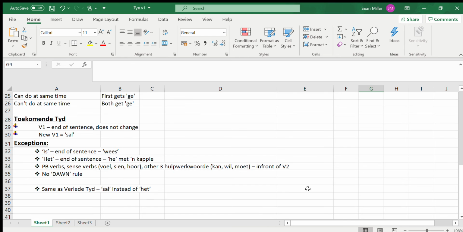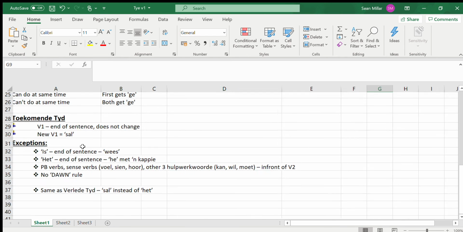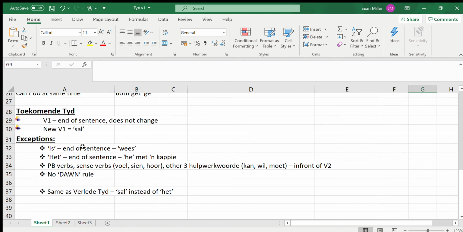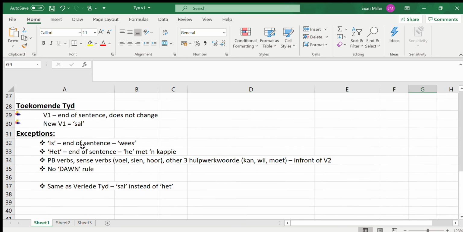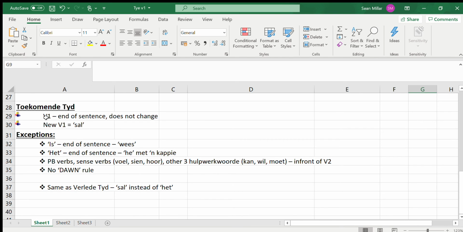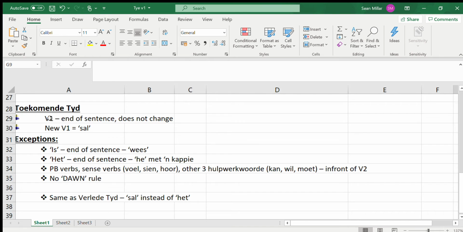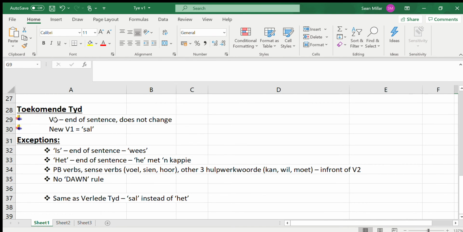Now in the same video I will go over Toekomende Tyd. Toekomende Tyd is somewhat simpler than Verlede Tyd. So obviously similar rules apply. Your verb 1 can move to the end of the sentence. However, it does not change. It does not get a g like Verlede Tyd.